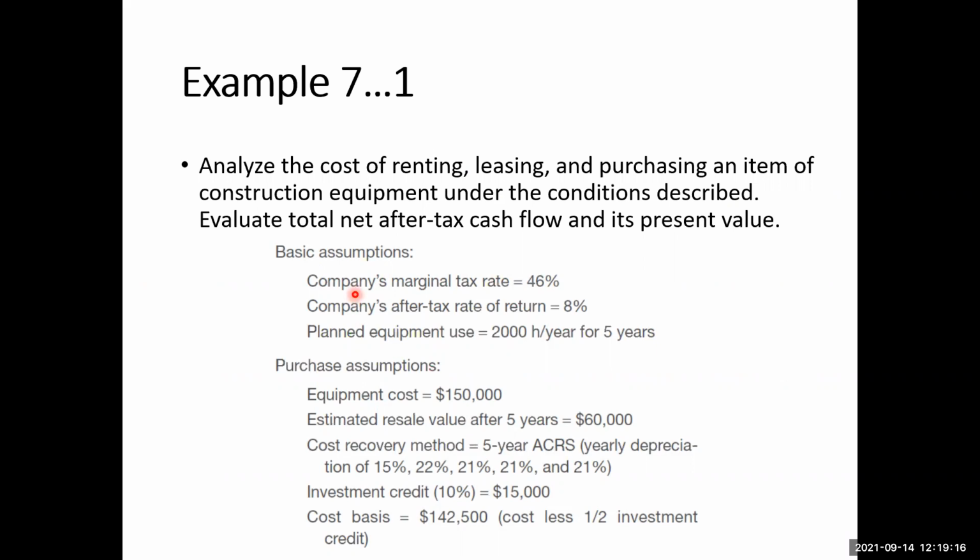The first data which is given to us is that the company's marginal tax rate is 46%. So it means that 46% tax will be deducted from the company's income minus expenses, from the net income. So for example, if the net income of the company in a certain year is $100,000, then out of that $100,000, $46,000 will be deducted as tax.